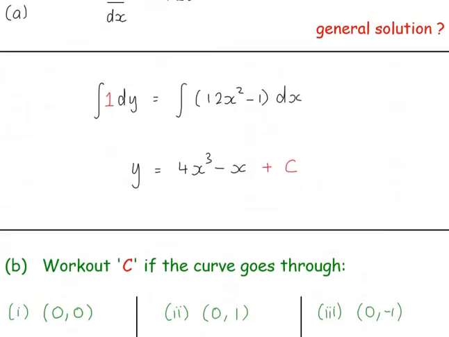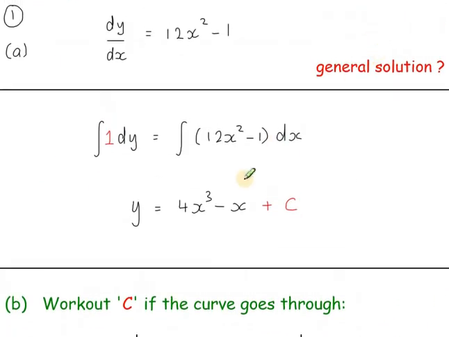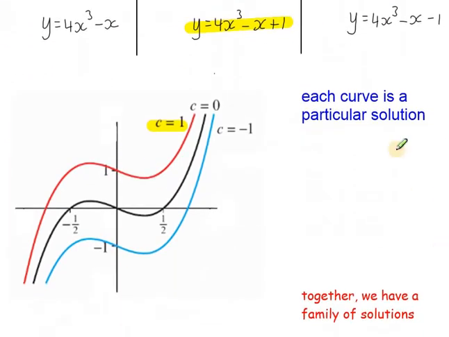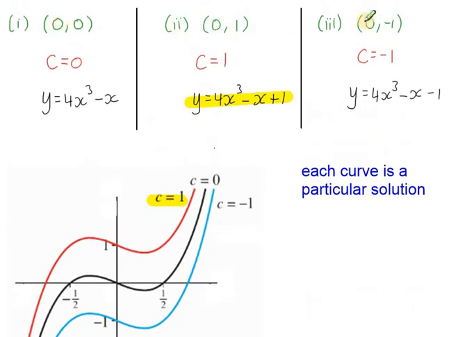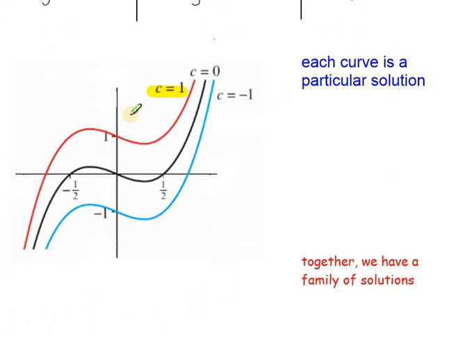So we have general solutions, like so, where you have a constant of integration that has to be evaluated, and then you have particular solutions, like these, where we are given information about a point on the curve, so we can evaluate the constant, and then we get a particular solution. And together we have a family of solutions.